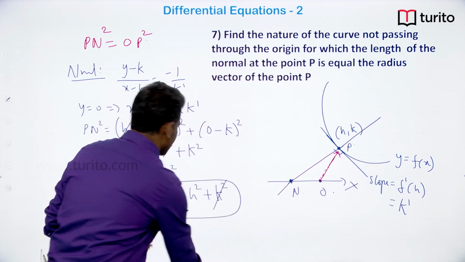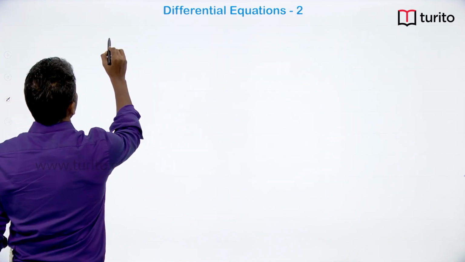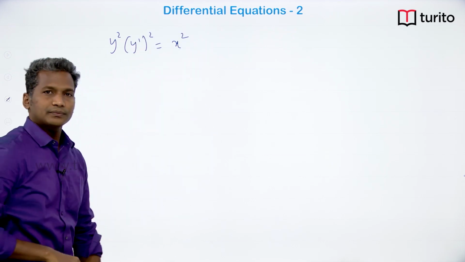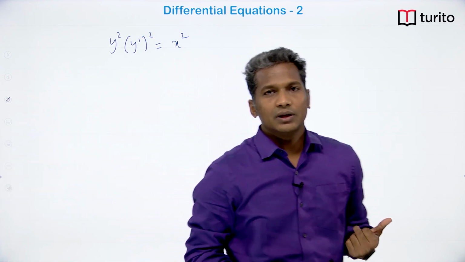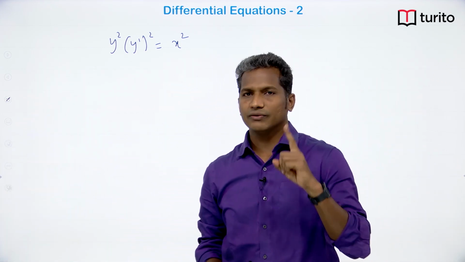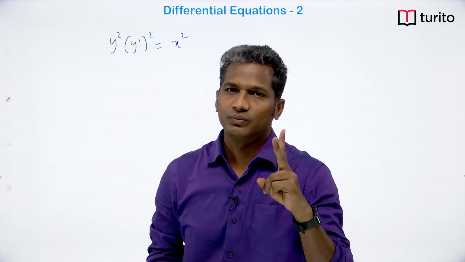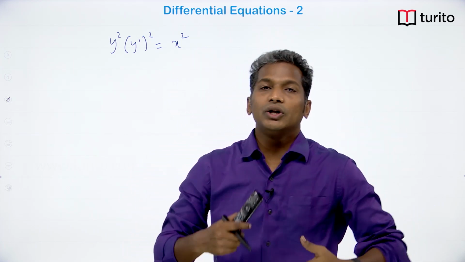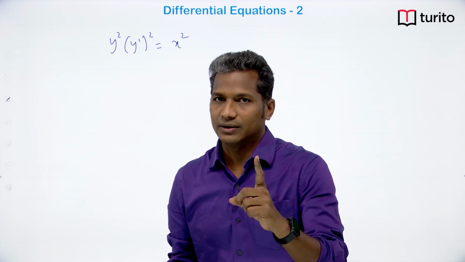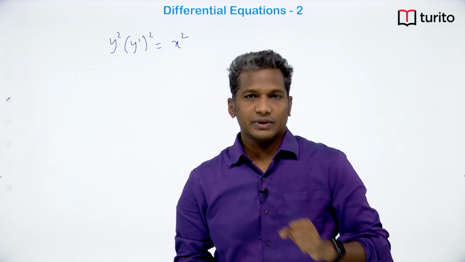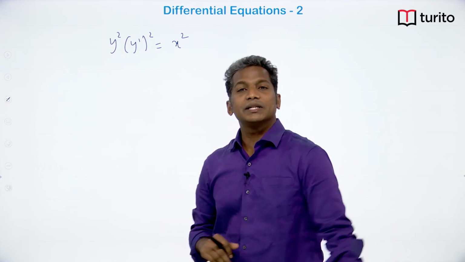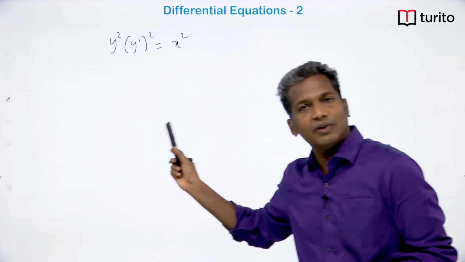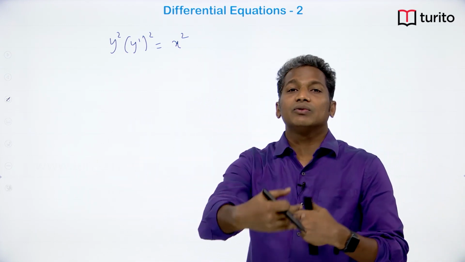So when I replace k with y and h with x, we are going to get y square into y dash square is equal to x square. Now looking at this equation, what is the order of this differential equation? It is 1. What is the degree? Degree is 2. But we don't know how to handle the differential equations of higher degree. We only know how to handle differential equations of degree 1, that is the first order, first degree equations. So to apply variable separable method, we need to get only y dash, not y dash square.